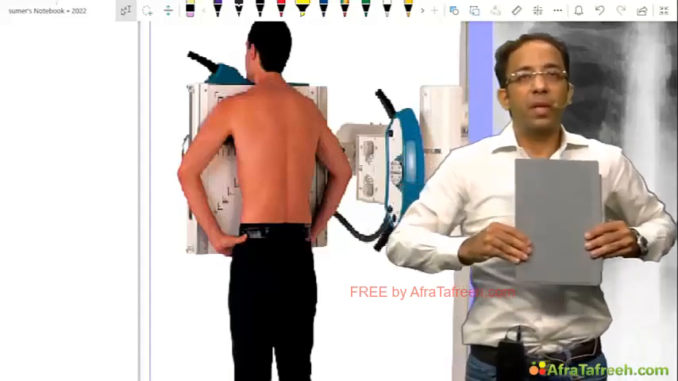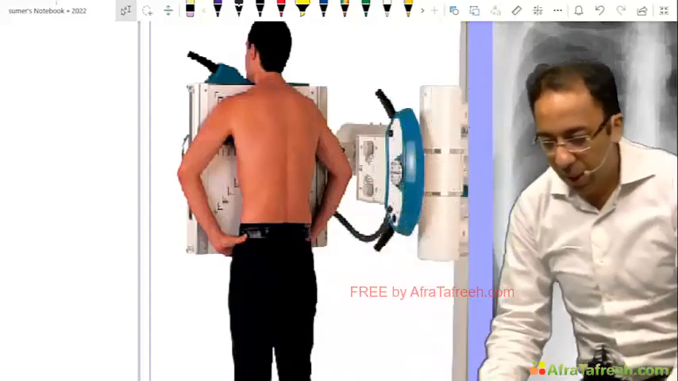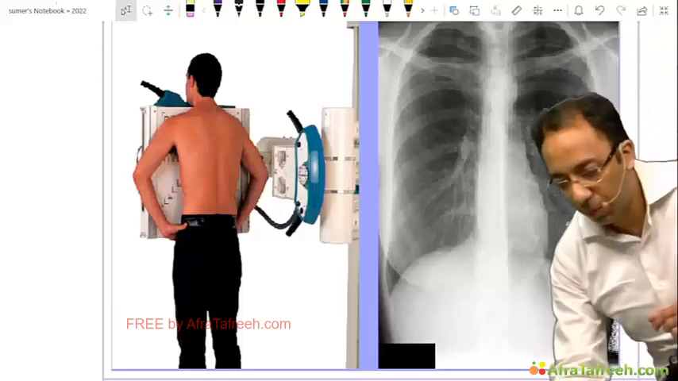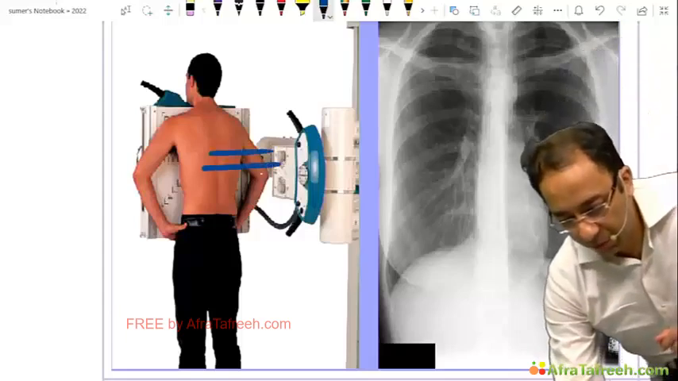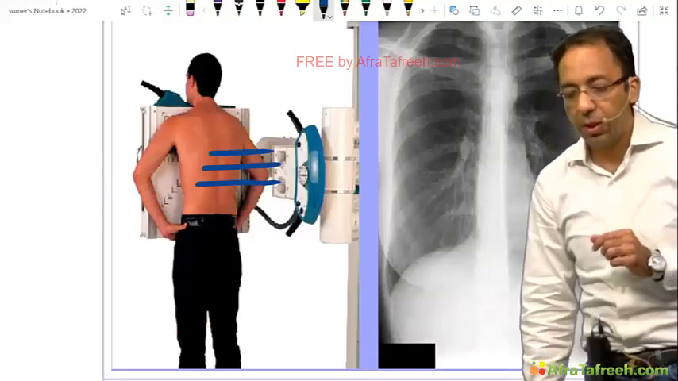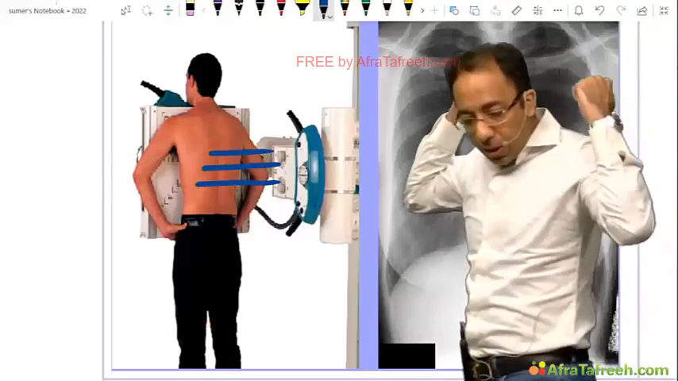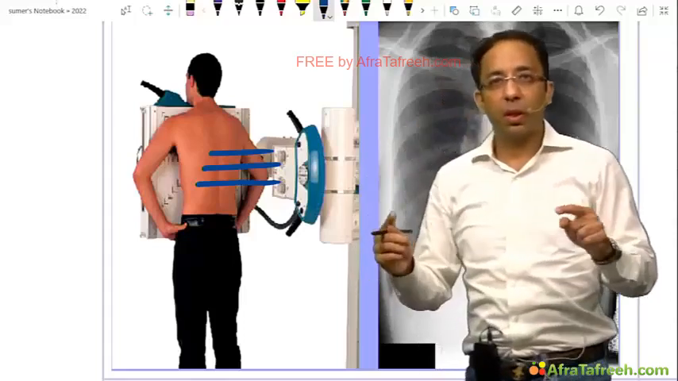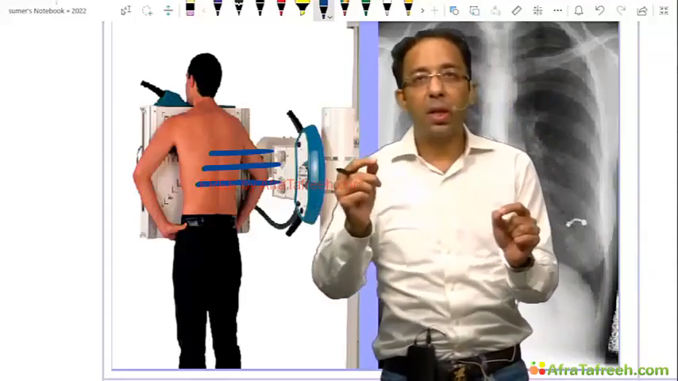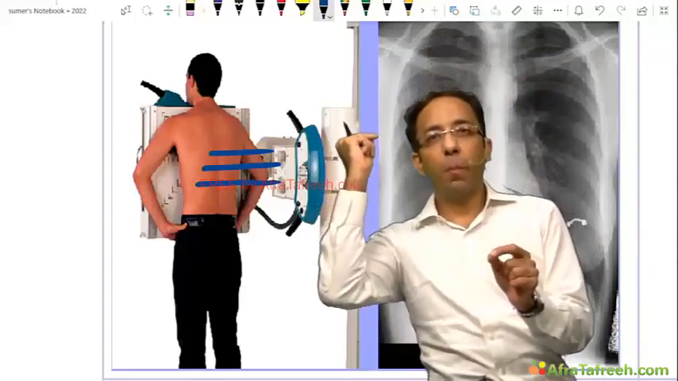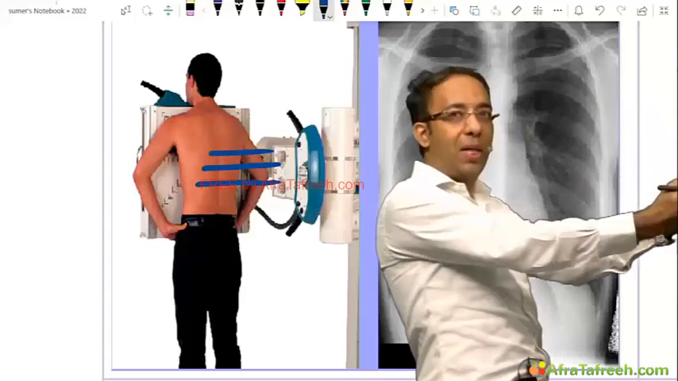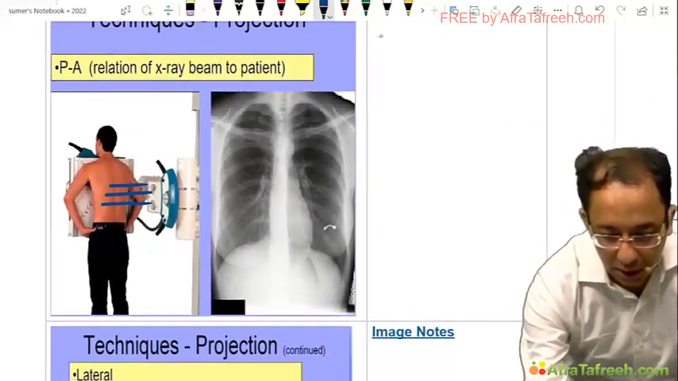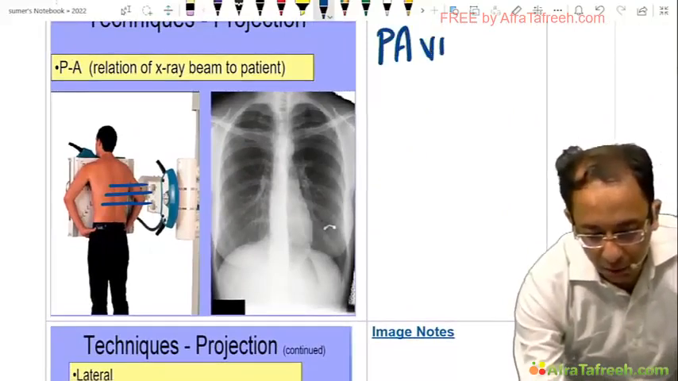Everybody gets it? And where is the X-ray beam coming from? The X-ray beam is coming from behind. The film is kept in front. I'm repeating in both English and Hindi: the X-ray beam is coming from the posterior of your body to the anterior, पीछे से आगे. Posterior to anterior. Let's call it chest X-ray PA view.